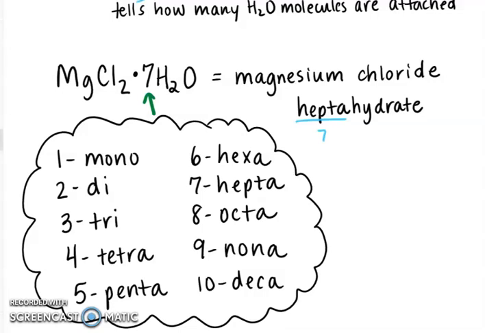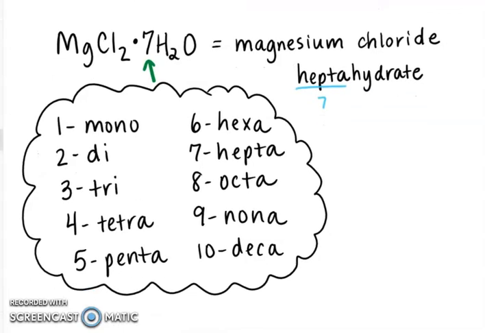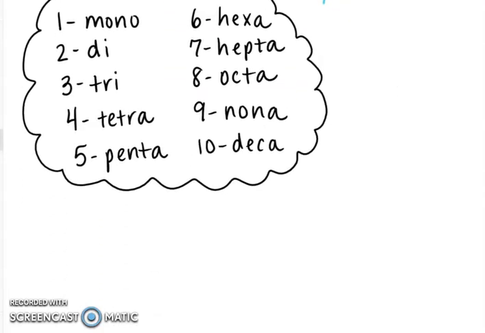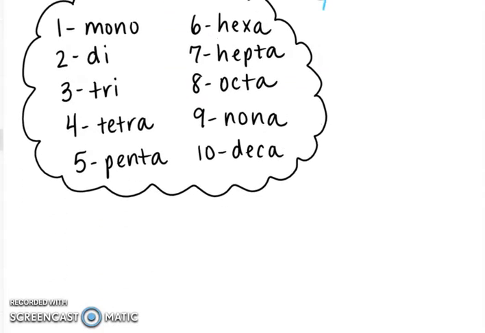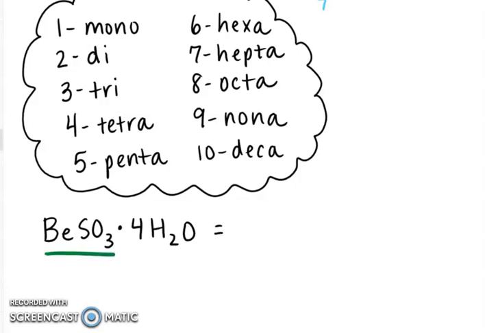I'm going to do one more example of writing the name and then a couple of going backwards and writing the formulas. So the last example of me writing the name, BeSO3·4H2O. So I start by naming the chemical, what I'm underlining in green. I would use my ion sheet. Be is beryllium. SO3 is sulfite.